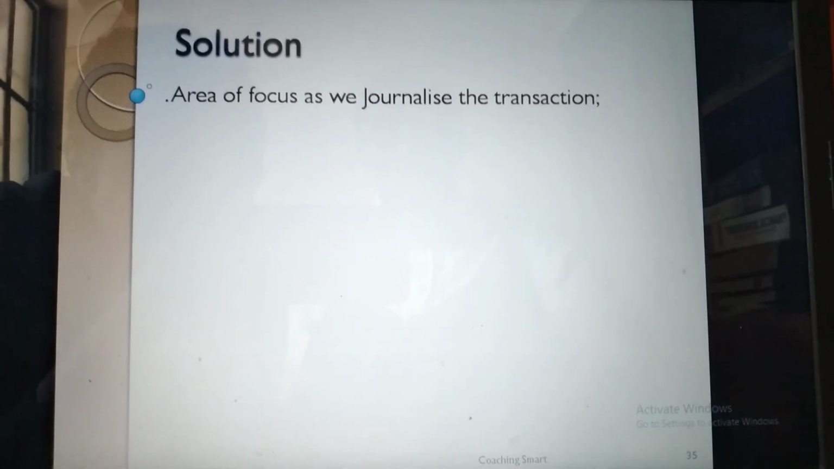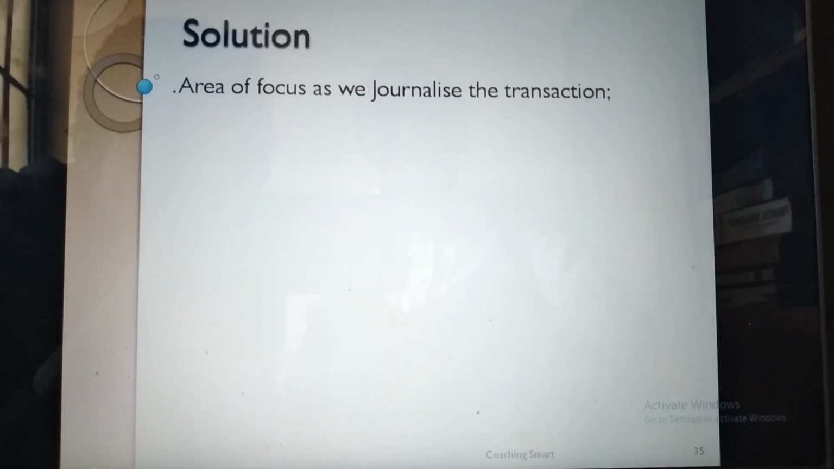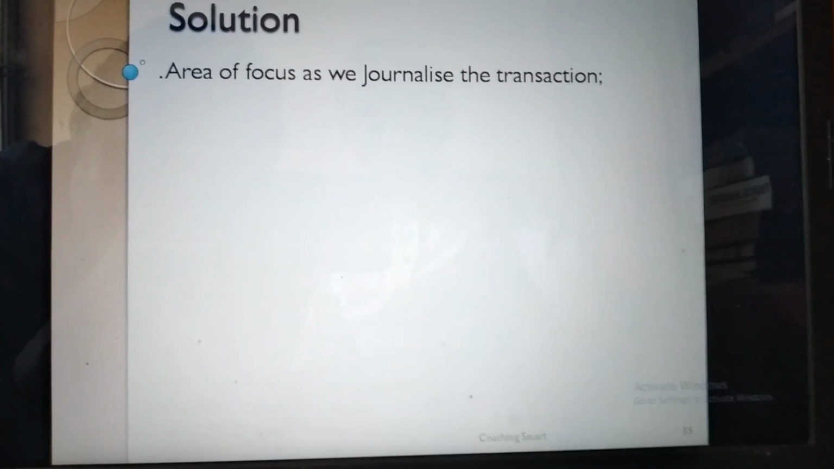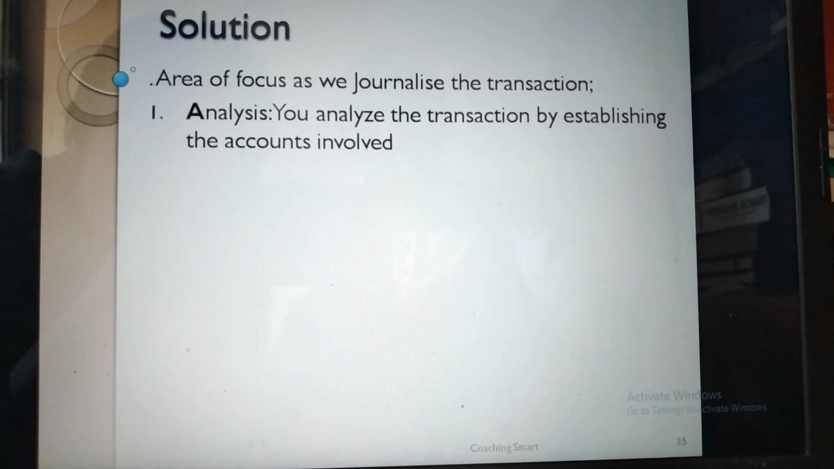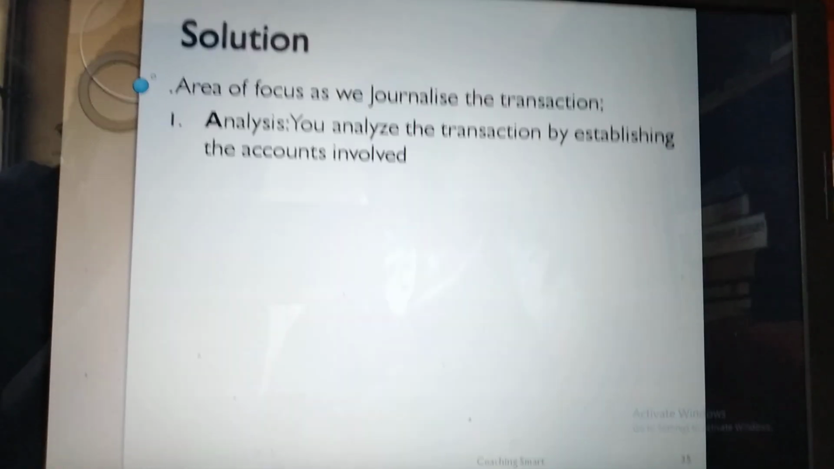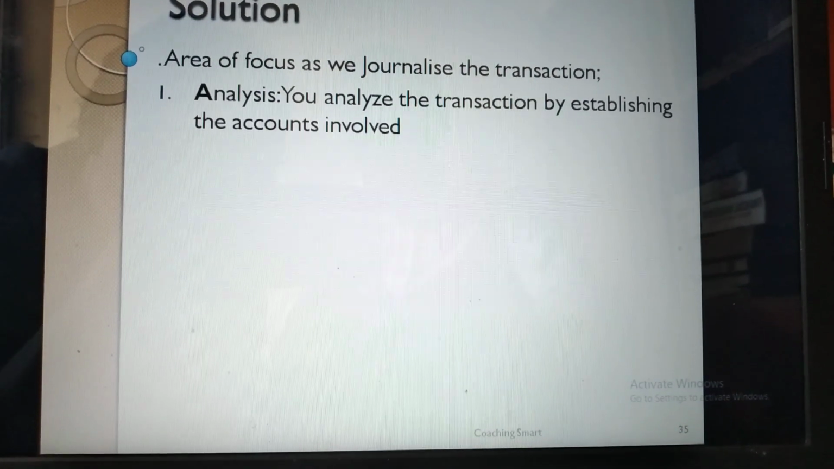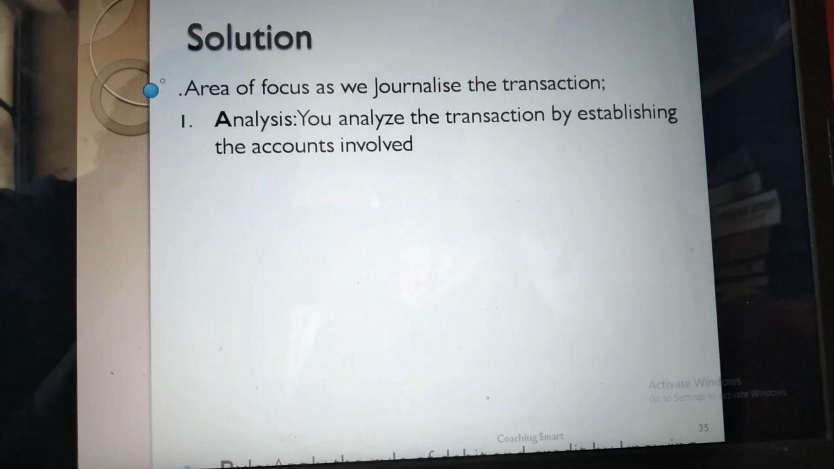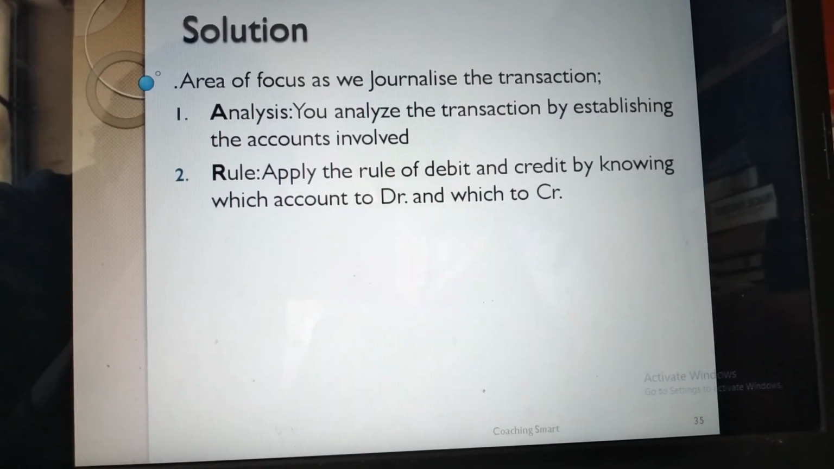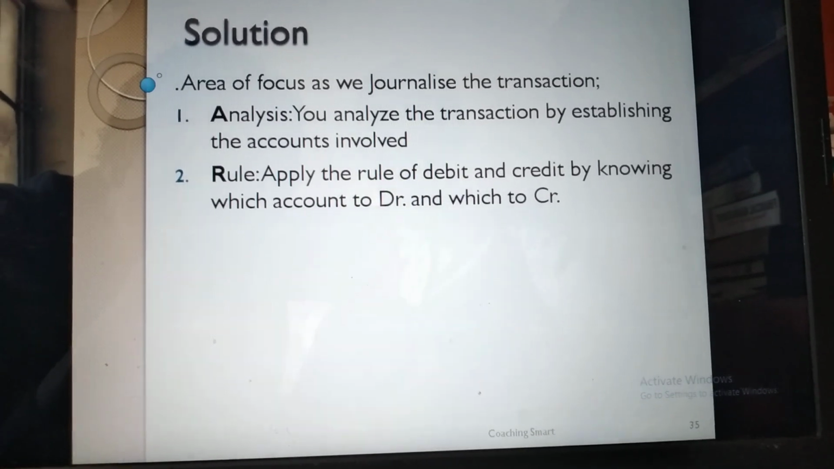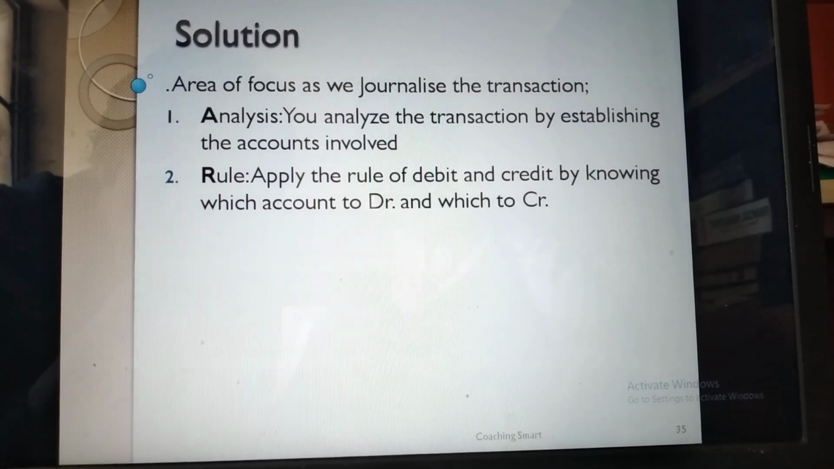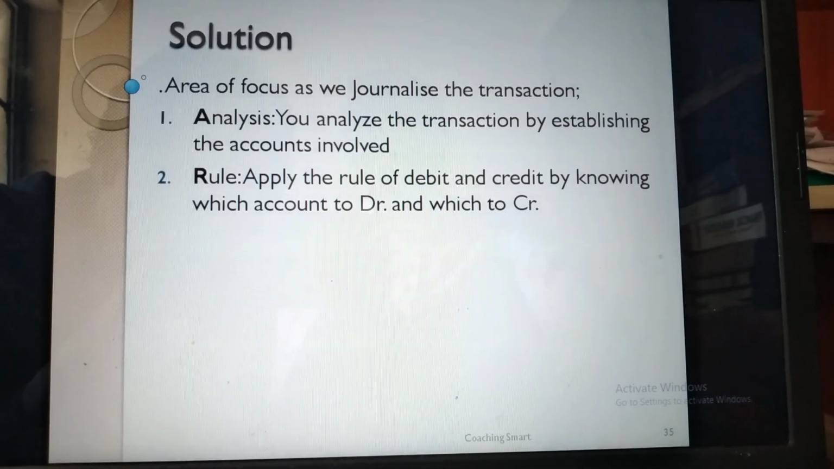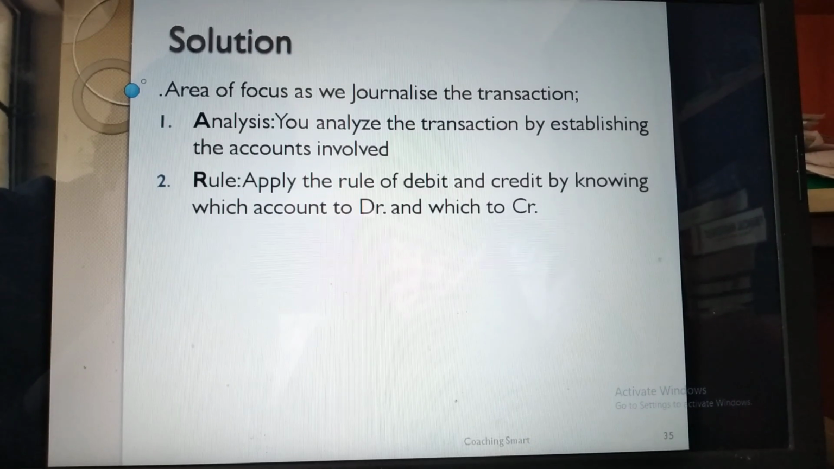Solution. Area of focus as we journalize the transaction. What is our key interest? As we do the journalization, number 1, analysis. You analyze the transaction by establishing the accounts involved. After doing your analysis, give the rule. The rule will help us to know when to debit and when to credit. Apply the rule of debit and credit by knowing which account to debit and which account to credit.